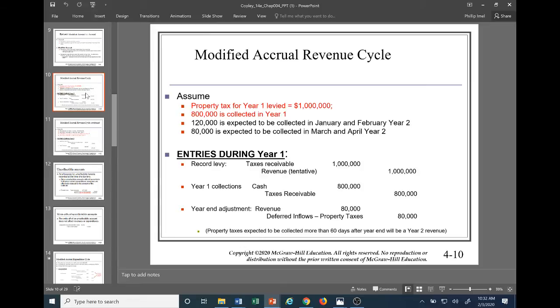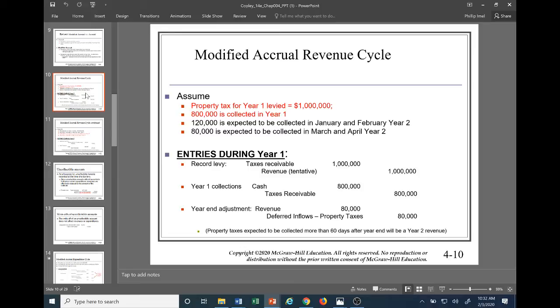So let's assume that property tax for year one is levied for $1 million, right? So we've levied $1 million worth of property taxes. Of that $1 million, $800,000 is going to be collected in year one. $120,000 is expected to be collected in January and February of year two. $80,000 is expected to be collected in March and April of year two, okay?